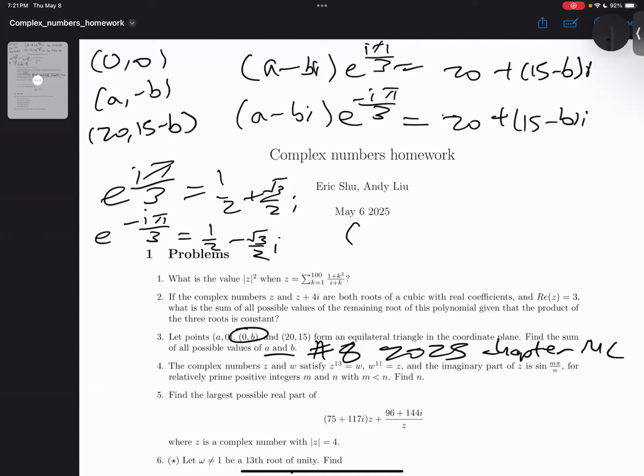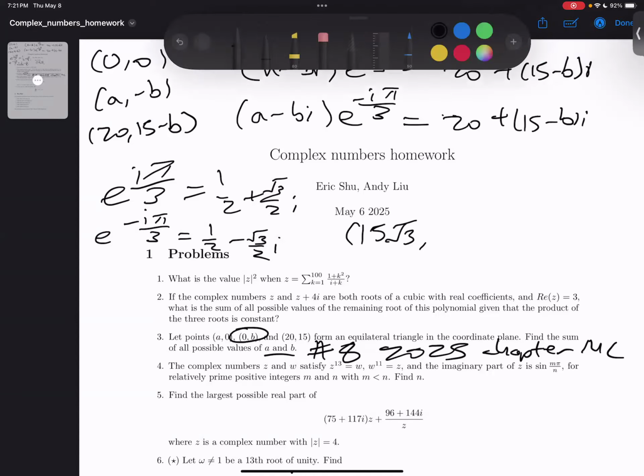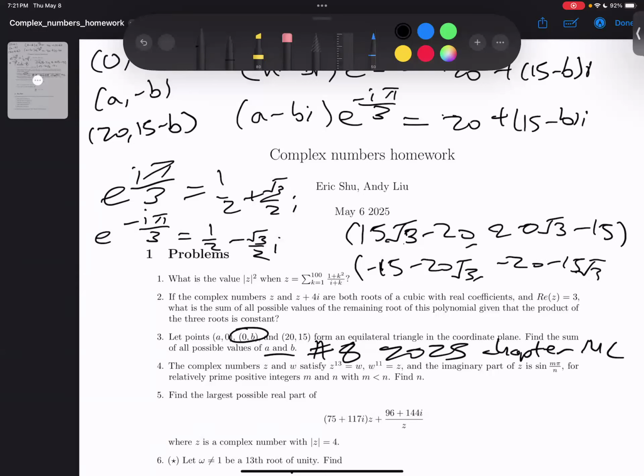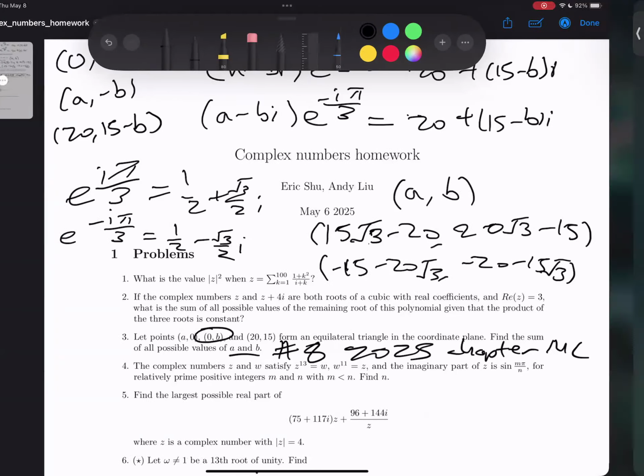But if you have paper and you're comfortable with multiplying complex numbers, it shouldn't really be too bad. And you get our final answers of root 3 minus 20, 20 root 3 minus 15, and negative 15 minus 20 root 3, and negative 20 minus 15 root 3. And these are just going to be an ordered pair a, b. And when you add these together, it gives us our final answer of negative 70.